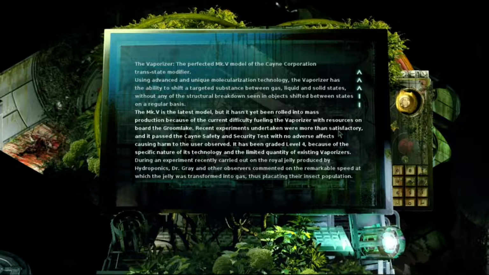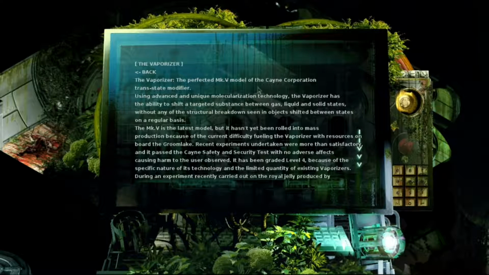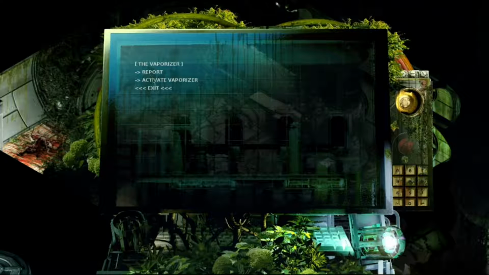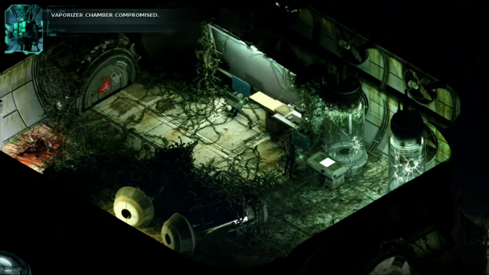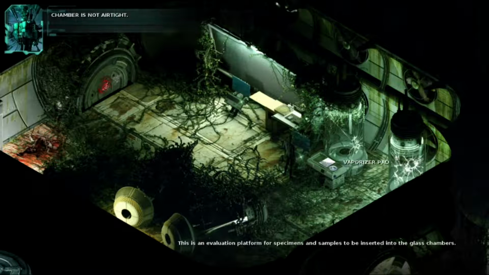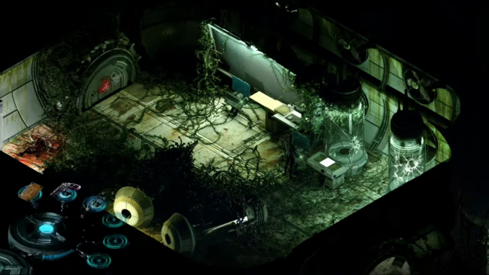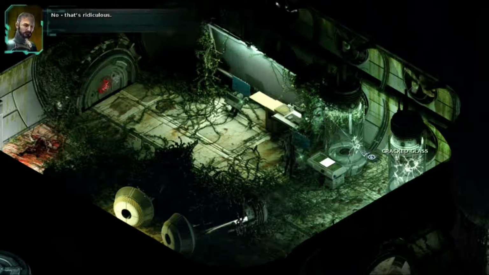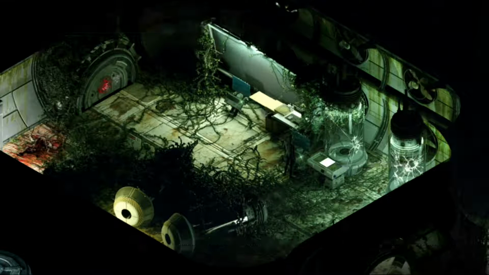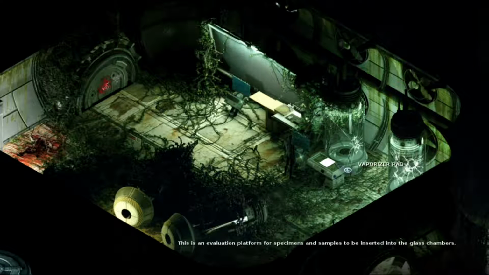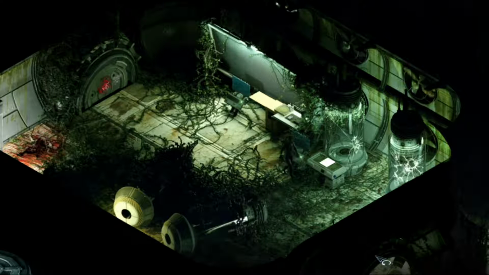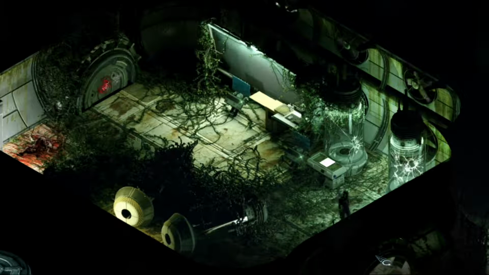Okay, so do we need some jelly to placate the insect population? That might be it, right? Activate the vaporizer. Vaporizer chamber compromised. Chamber is not airtight. So what if we put this? No, that's ridiculous. Okay. So we need to seal this chamber and then we can, okay, let's go this way.